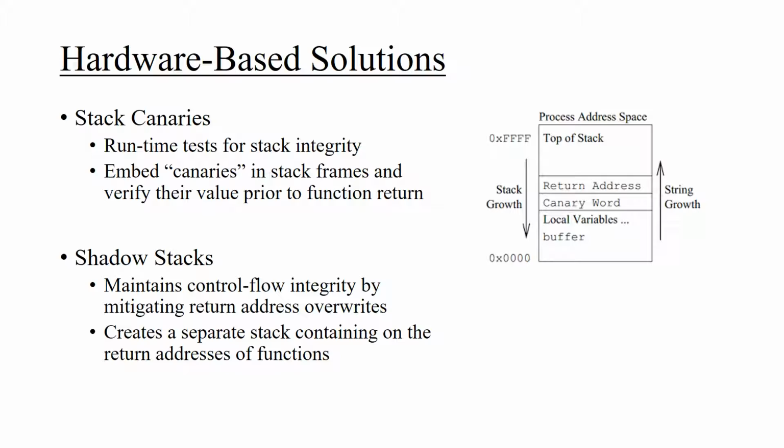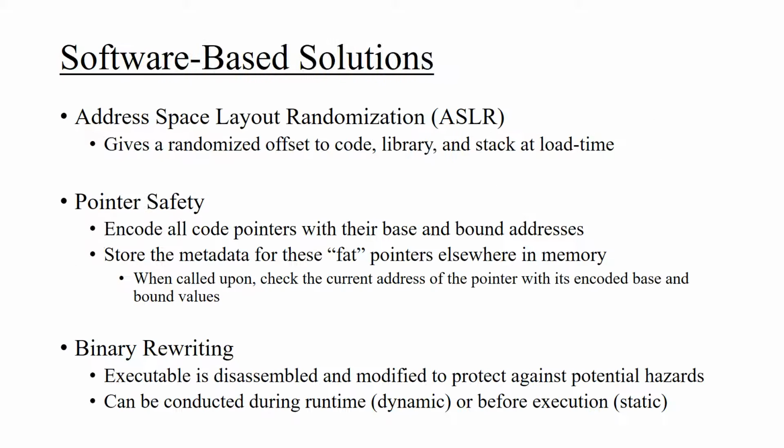Shadow stacks are used solely for the protection of control flow integrity and work by making a copy of the function's return address and storing it in a separate part of the memory. When the function is set to return, the value of the return address is compared to the value stored in the shadow stack. If the two values match, the function is processed normally. If they do not match, the program is either terminated or an error is thrown.